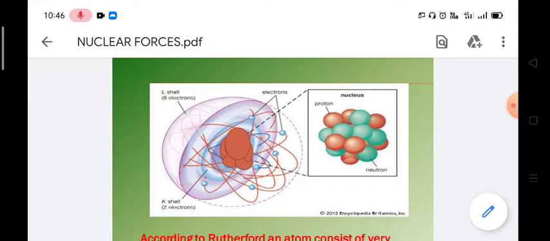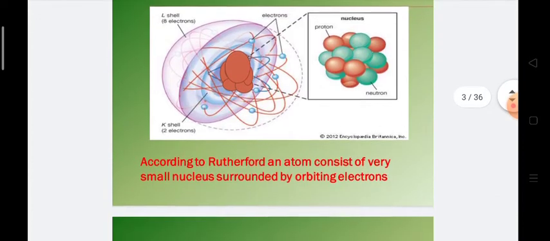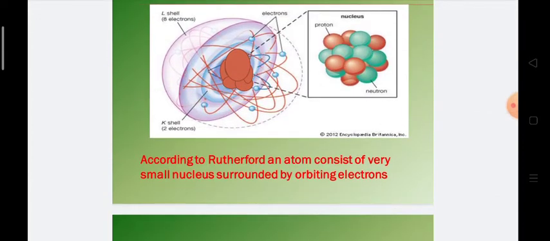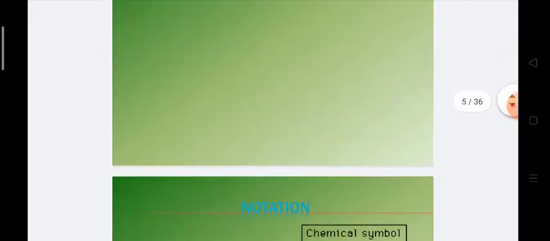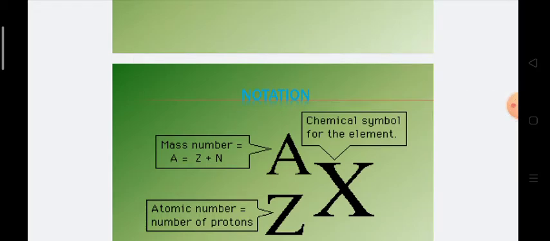We have another particle inside the nucleus that is called a neutron, which has no charge. That is, the charge of neutron is equal to 0. According to Rutherford, an atom consists of a very small nucleus surrounded by orbiting electrons. So this was the proposal given by Rutherford.